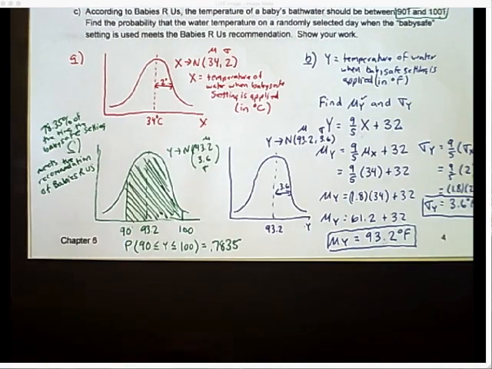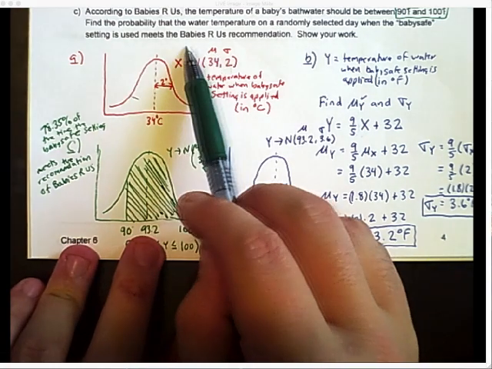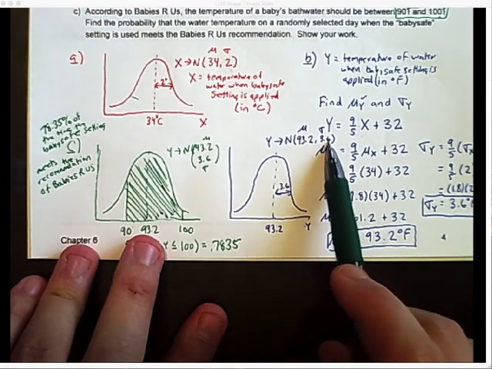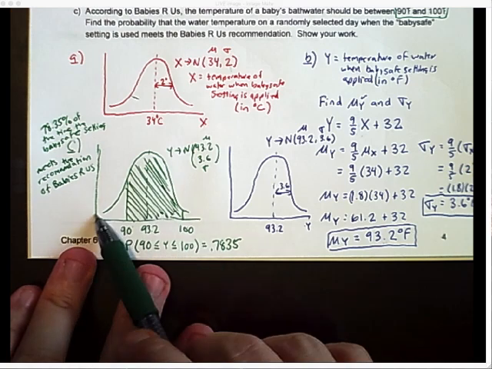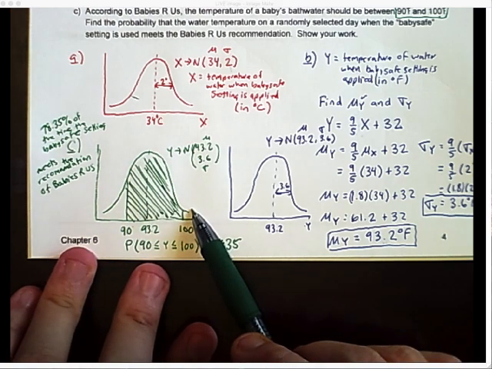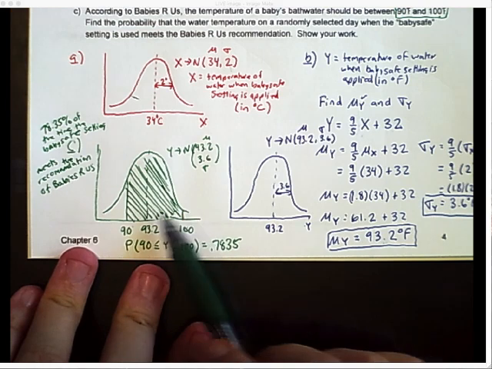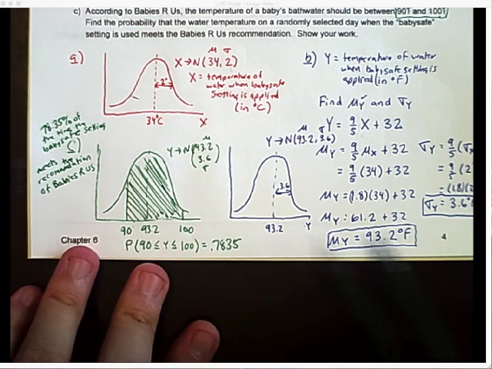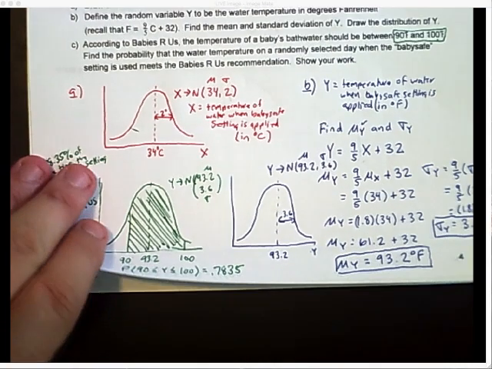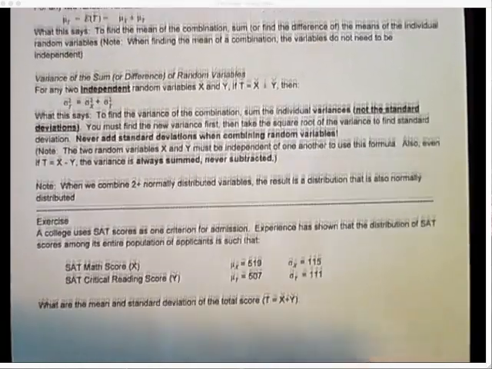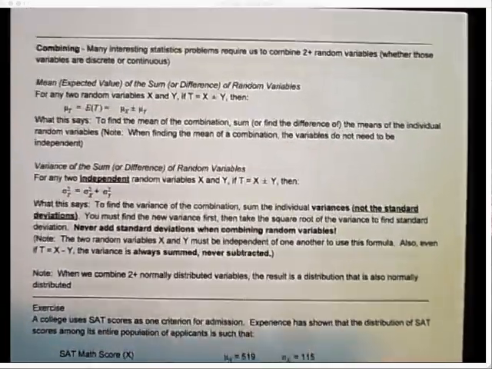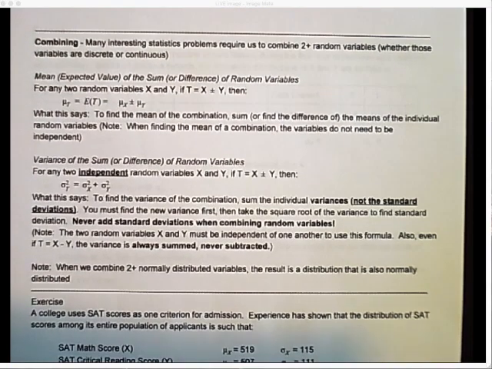Okay. So that's how we do it. So what did we do here? We started with an X distribution and we transformed it into a Y distribution. And the question they were asking me to do is calculate a probability of this continuous random variable using a normal curve. That's what we were asked to do. So that was transforming data. We can also combine random variables.